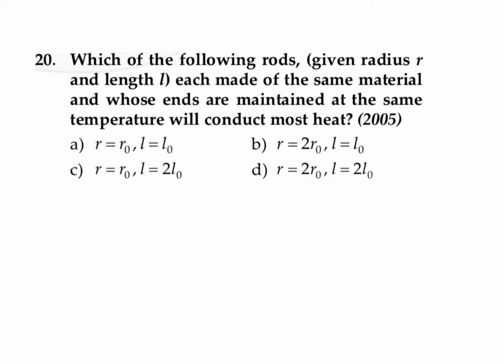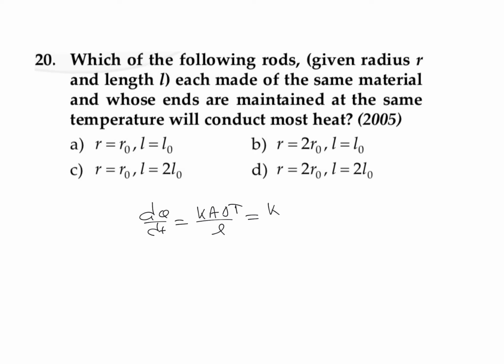In this question, it is given: which of the following rods, each made up of the same material and whose ends are maintained at the same temperature, will conduct the most heat? So the radius and length are different, so we can write the value of dQ/dt is equal to K A delta T divided by L.